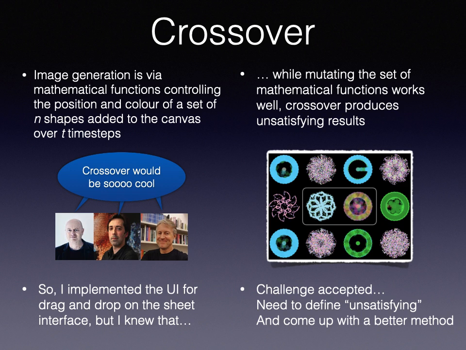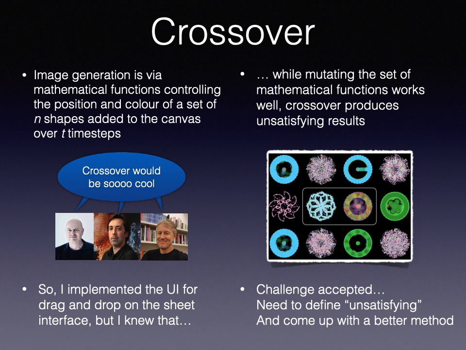Mutation works well, as you've already seen, by double tapping. And these three likely lads here, John McCormack, Panuza Machado, and Simon Lucas, all independently suggested that crossover would be really, really cool. Drag one image onto another and see some resulting images which look a bit like both parents. So I implemented the UI for this under this intense pressure from these guys, but I knew that while mutating the set of mathematical functions works in an evolutionary fashion, crossover always produces unsatisfying results. And the results here you can see from the middle two images being crossed over into the outer 10 images are unsatisfying, and I'll describe why that is later on.